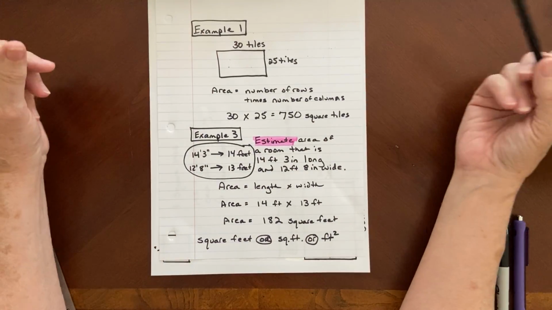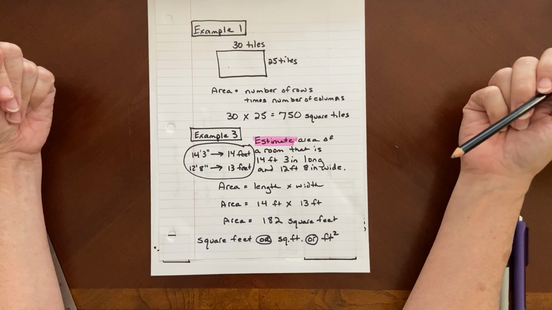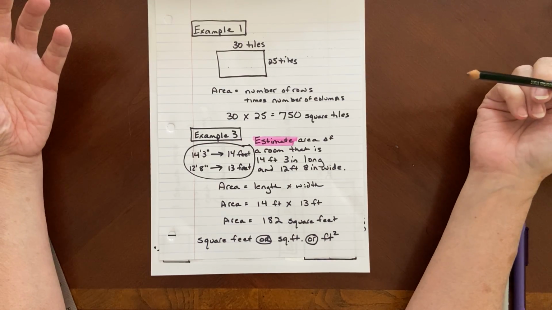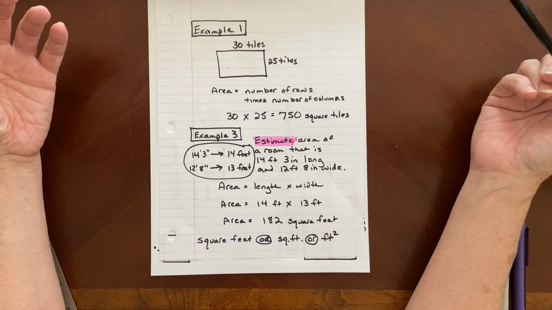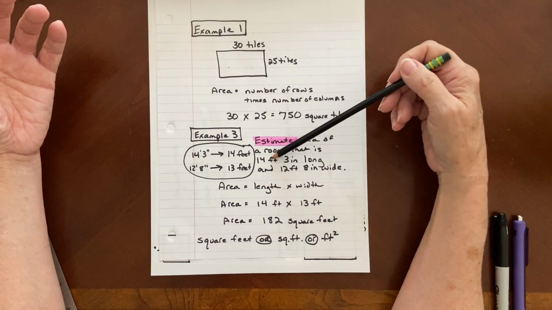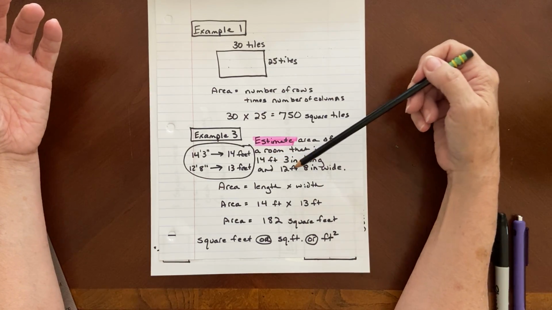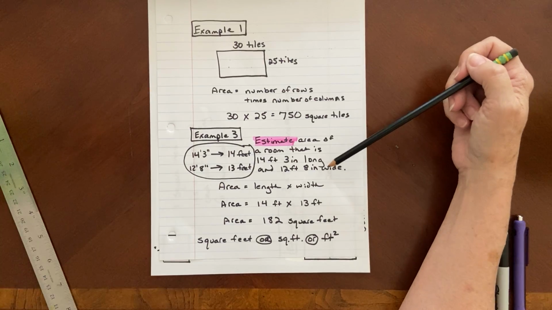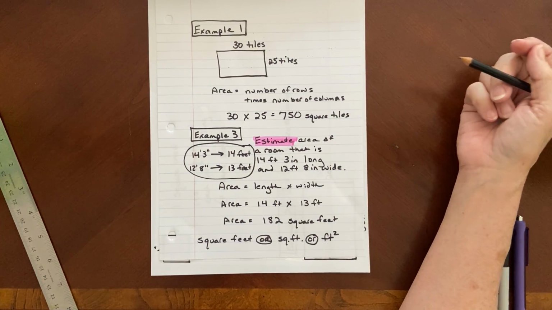And I see that they want us to estimate. So they've got a room, and they say that it's 14 feet 3 inches long, and it's 12 feet 8 inches wide. So they want us to estimate the area.